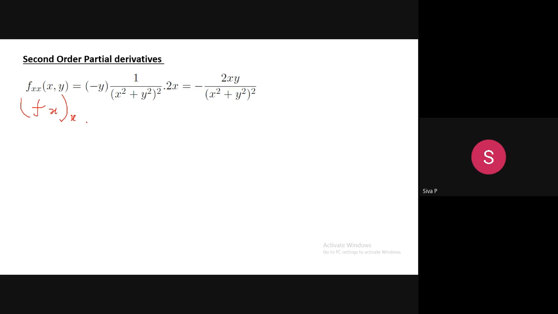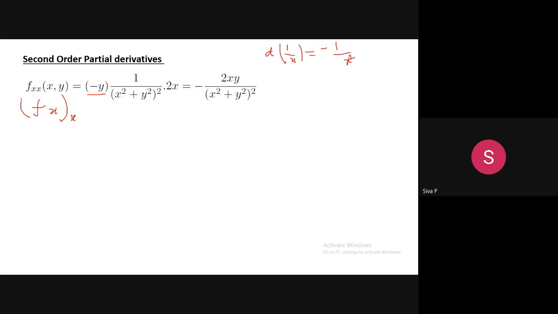Minus y by x square plus y square. You are differentiating with respect to x only, therefore we can keep that minus y outside. So it is like 1 by x. What is differentiation of 1 by x? Differentiation of 1 by x is minus 1 by x square.